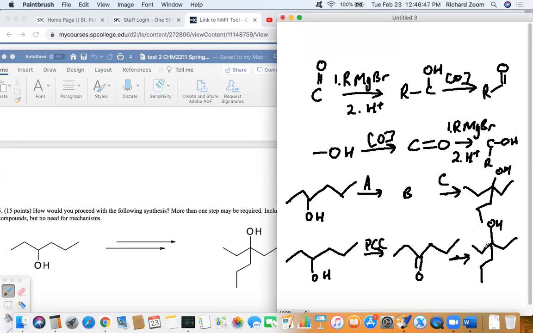But what I have to do here is see what am I adding? What was here originally? If you look at it, I'm going to put a circle around this part. And I want to determine where that was in the product, and it's here. Does anybody have any questions?